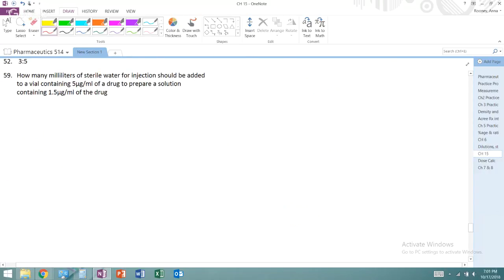All right, we're down to the last question. Okay, this one's super easy, but it can be a little bit tricky. So they want to know how many milliliters of sterile water should be added to a vial containing 5 micrograms per milliliter of drug to prepare a solution containing 1.5 milligrams per milliliter of the drug.